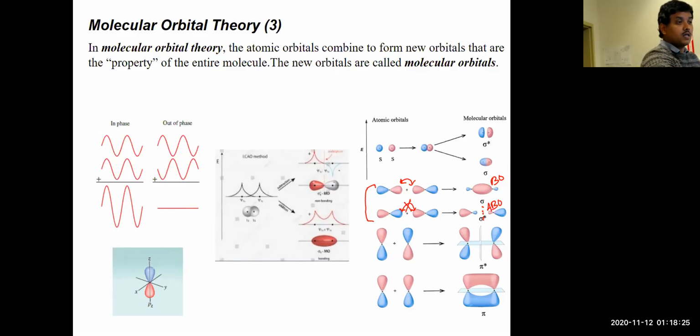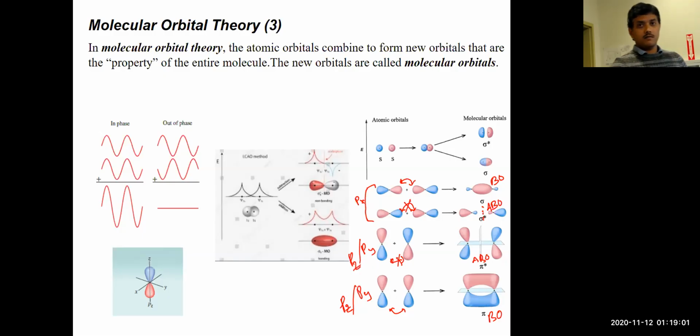Other options are, let's say, px, and when you have py and pz, they are perpendicular to each other. When they form in phase, they form a bonding molecular orbital, a pi bond, and when they form with opposite signs, out of phase, they form an anti-bonding molecular orbital.